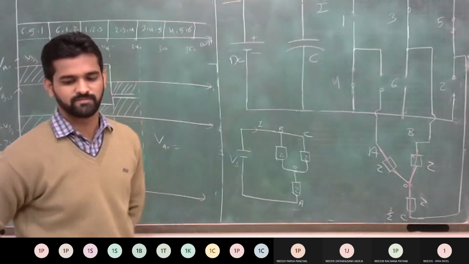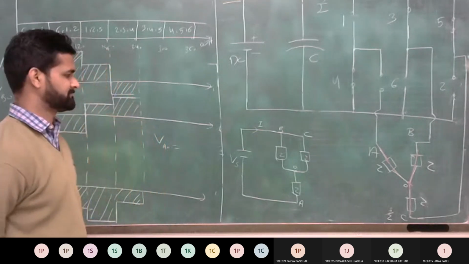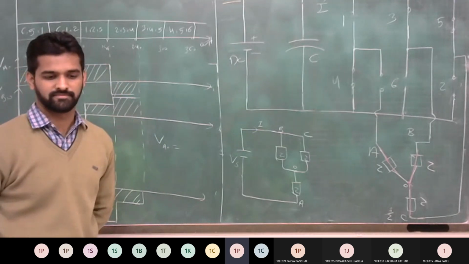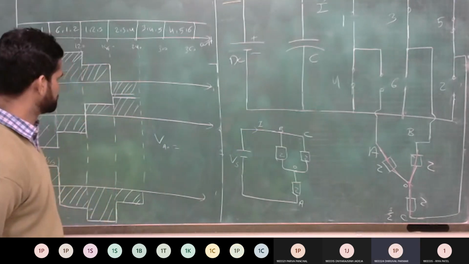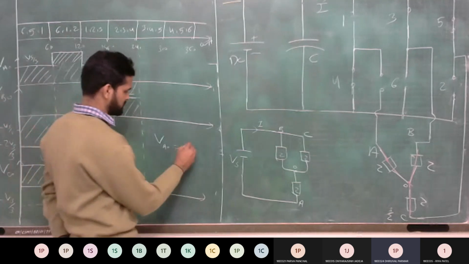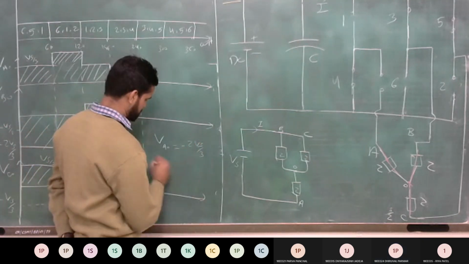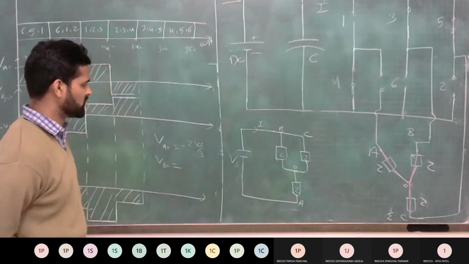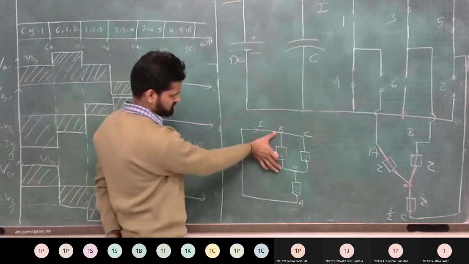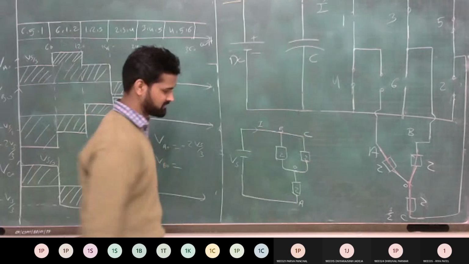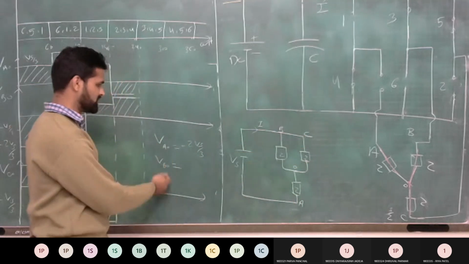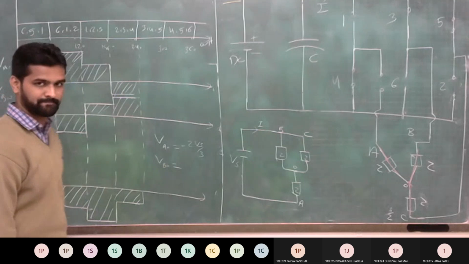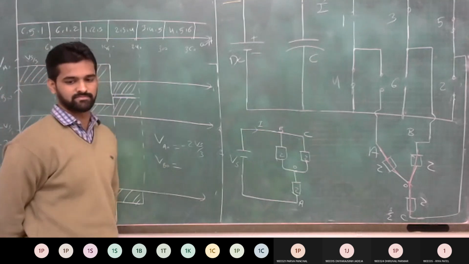24 number Dhruval, give me the answer. Sir, minus 2 Vs upon 3. Yes, very good. Minus 2 Vs by 3. Then VBO. VBO and VCO both are the same because both are in parallel. What is VBO? Dhruval.